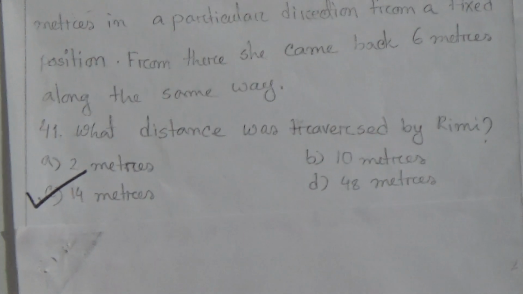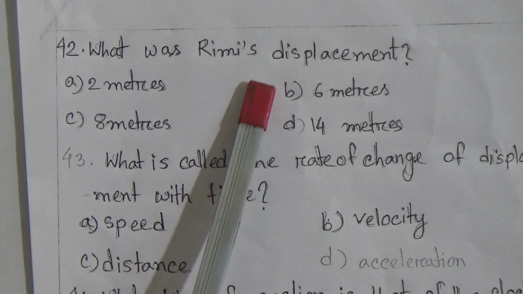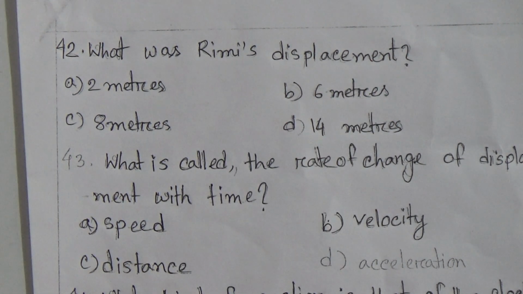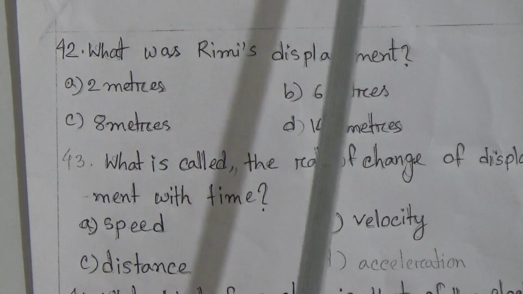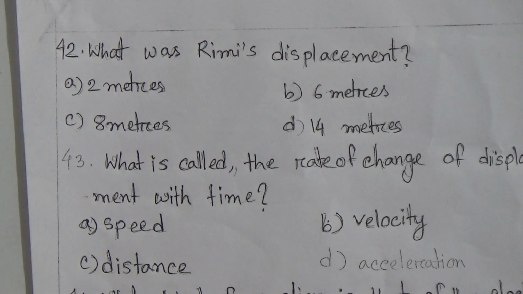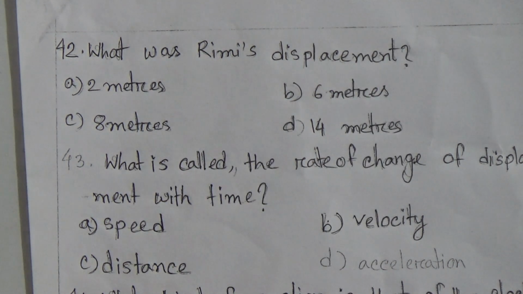Now next question, question number 42. What was Remy's displacement? Dear students, we have to know what is displacement. We know displacement means from initial distance to final distance. That means initial distance was 8 meters and final distance was 6 meters. That means 8 minus 6 equals 2.